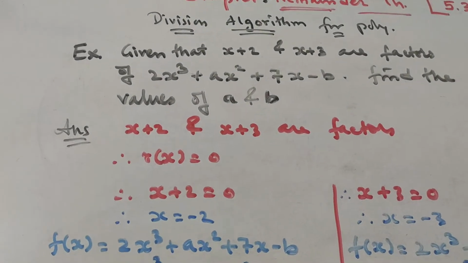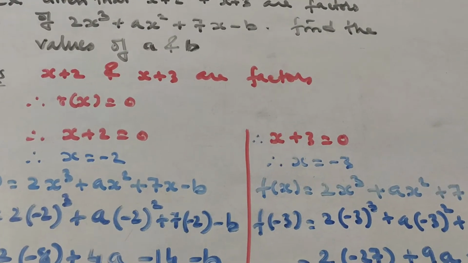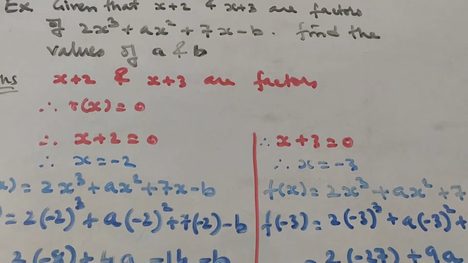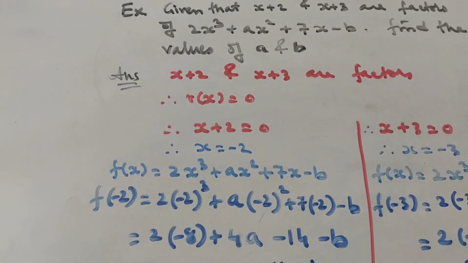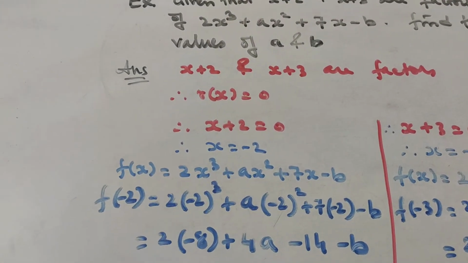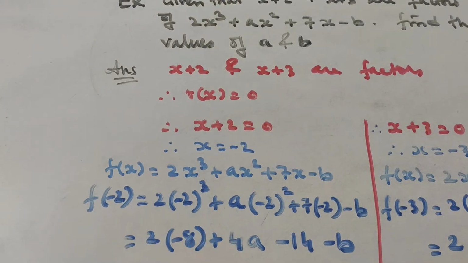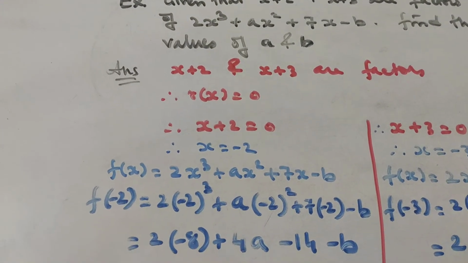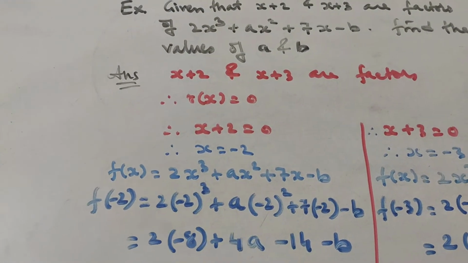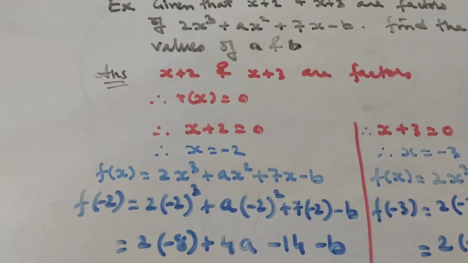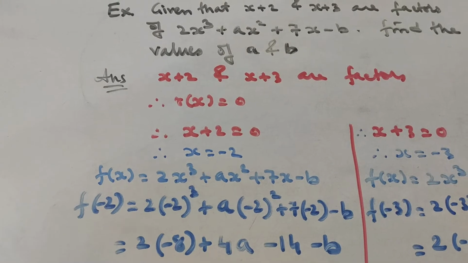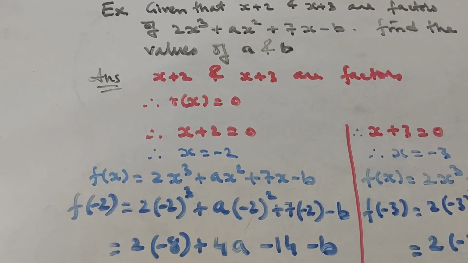Therefore, x plus 2 is equal to 0, and I have made a column for x plus 3 as well. So x plus 2 is equal to 0, x plus 3 is equal to 0. x equal to minus 2. First of all, we will find out with x equal to minus 2. Placing the value of x as minus 2 in the polynomial, f(x) is equal to 2x cubed plus ax square plus 7x minus b.